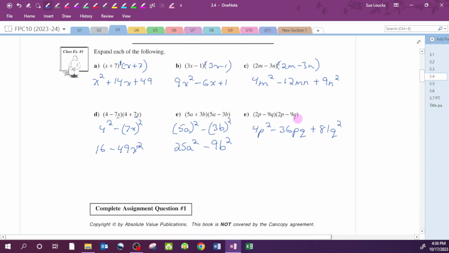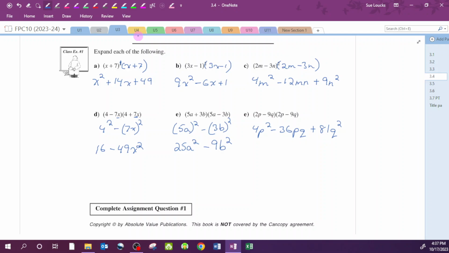If you want to just FOIL this one out, that's fine too. And you can FOIL the difference of squares out as well. The difference of squares comes up when we factor it later on. Actually, I don't think we factor it this year. I think it's next year. I'm not sure.